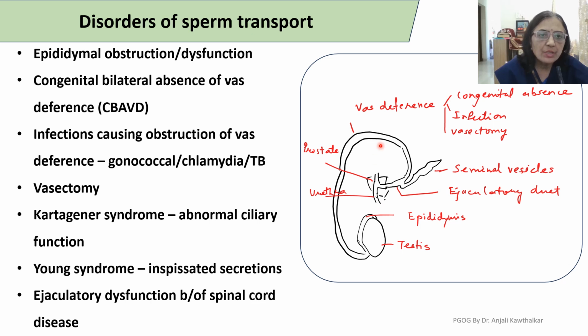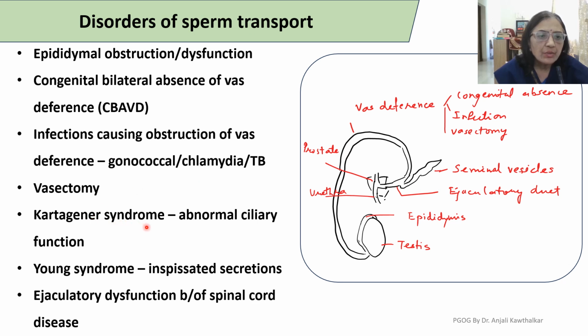So the various levels at which disorders of sperm transport can occur are, first, epididymal obstruction or dysfunction. Second, there can be congenital bilateral absence of vas deferens, CBAVD. Then infections such as gonococcal infection, chlamydia, or tuberculosis can lead to obstruction of the vas deferens. Vasectomy will lead to a disorder of sperm transport if the patient now wants to conceive again.